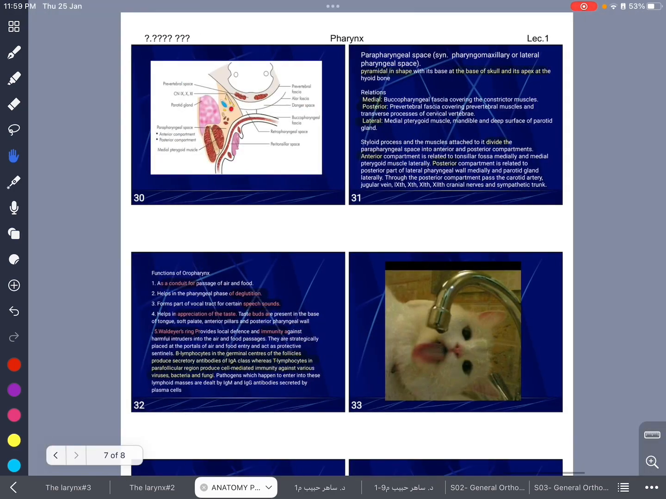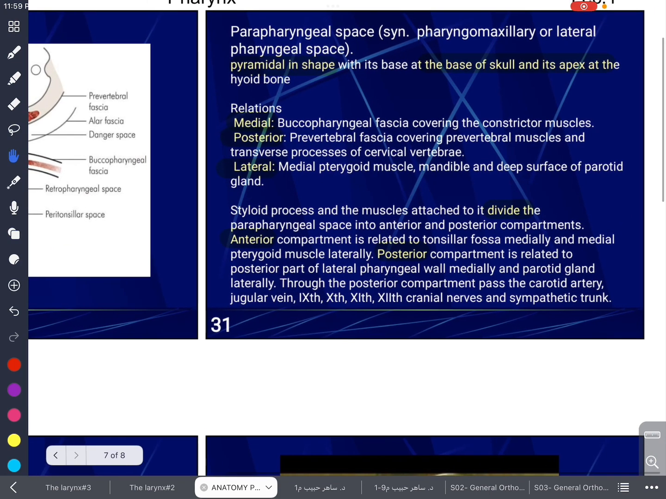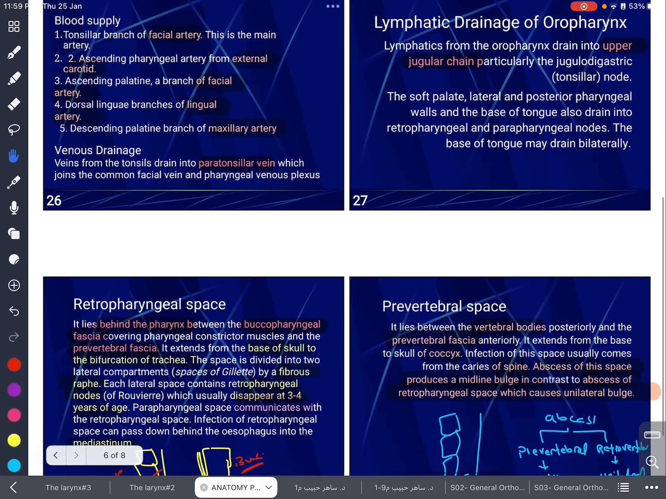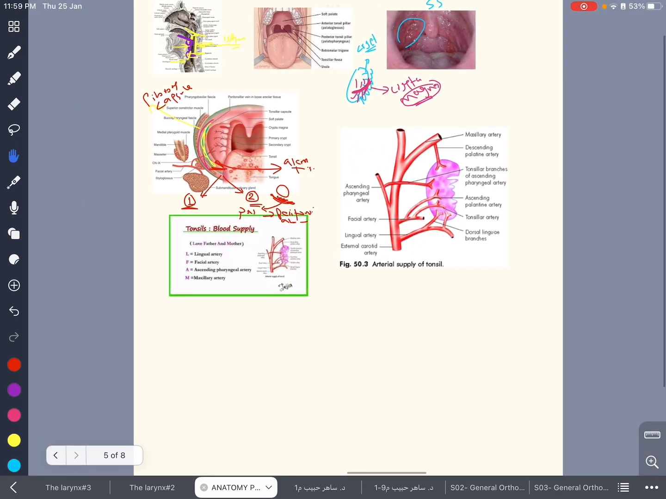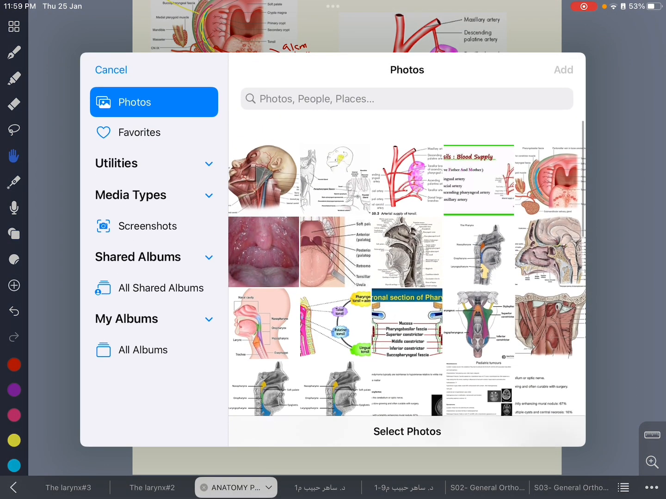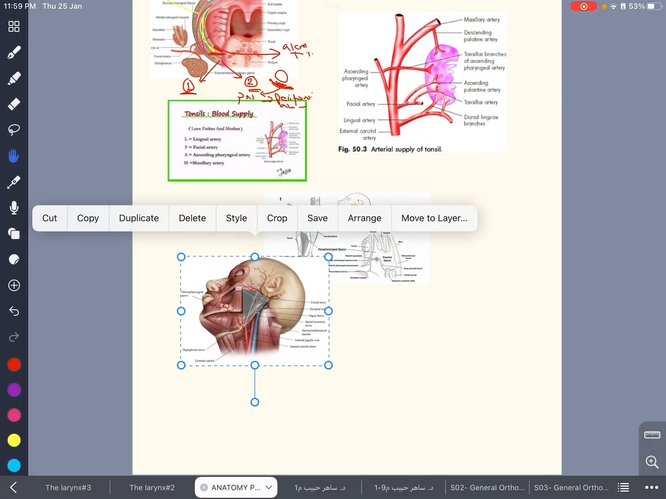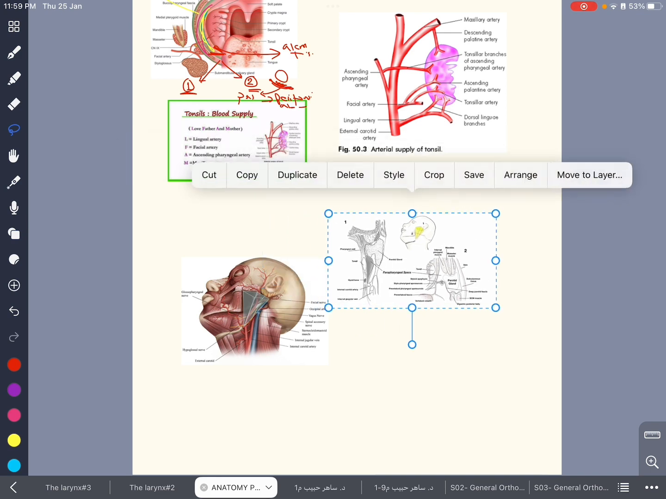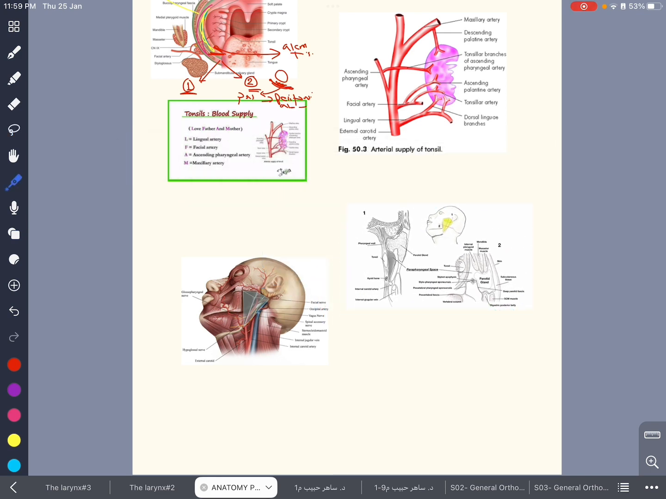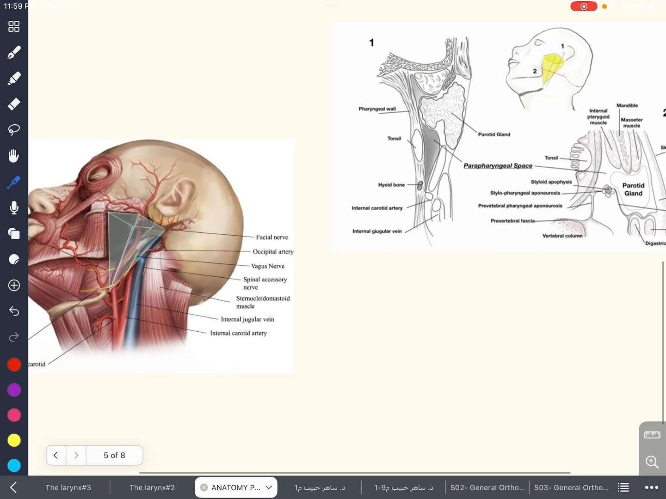I hope that is clear. Then we come to the parapharyngeal space. At the beginning, I want you to get an idea of what the parapharyngeal space is, so I will show you a picture. Sorry, just a minute. Okay, this is the parapharyngeal space.